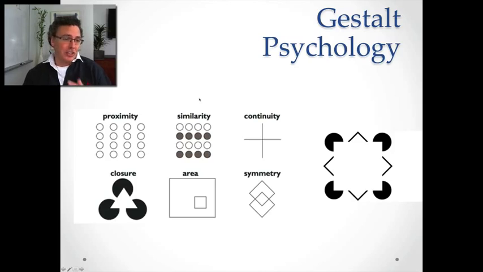That's a really good scientific place to start. They were really worried about this grouping issue, and they found all these things they call laws, Gestalt laws of grouping. Some of them are pretty simple, but still important.